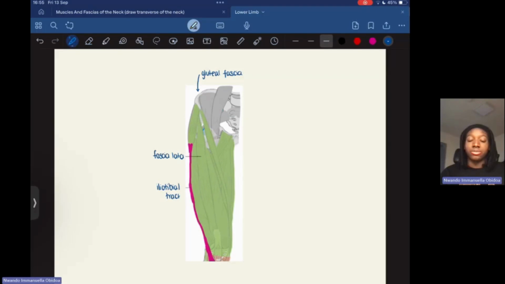We'll be talking about the muscle and the fascia of the hip, the muscle and the fascia of the thigh, and the femoral triangle and the popliteal fossa. So we have the gluteal fascia, the fascia lata, and the iliotibial tract. The iliotibial tract is a thickening of the fascia lata, which helps stabilize the knee during walking and running.